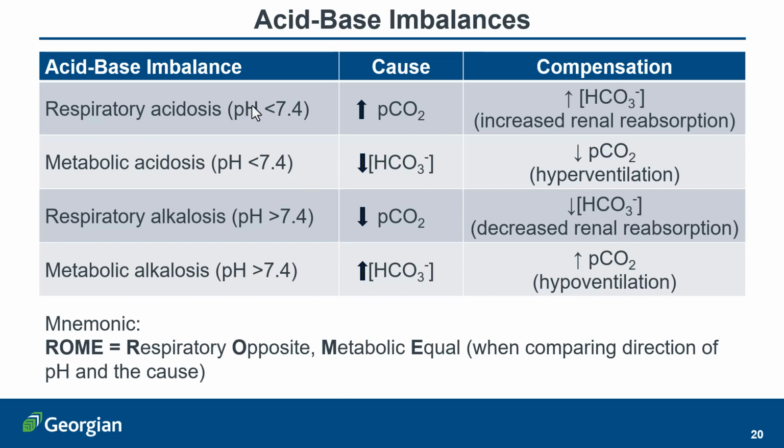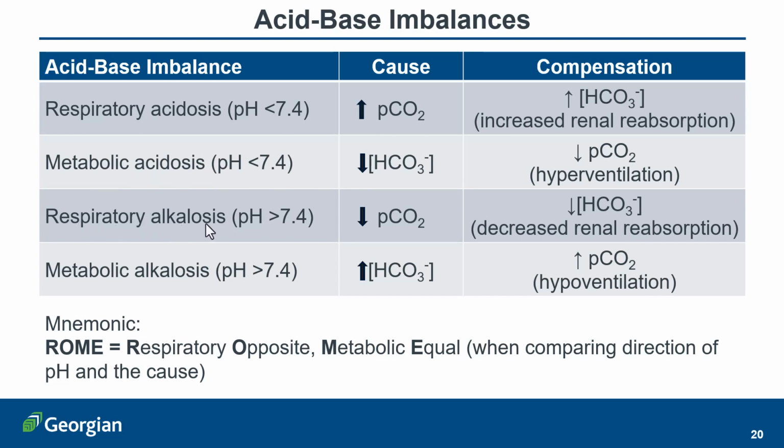For respiratory acidosis, the pH has to be less than 7.4, and the cause is an increase in the PCO2. It's hypoventilation. We'll talk about the etiologies shortly. For metabolic acidosis, the pH has to be less than 7.4, and the cause is a decrease in the serum bicarbonate concentration because it's buffering all the excess metabolic acids.